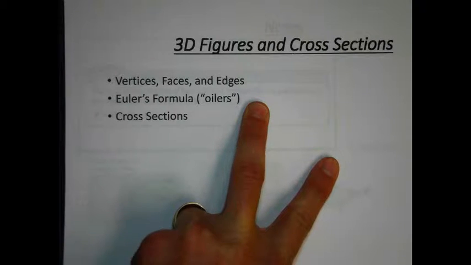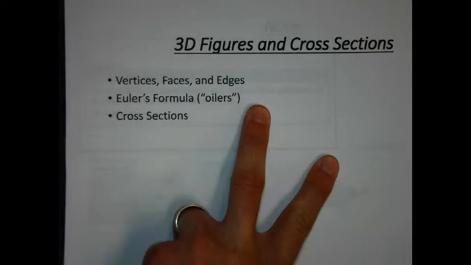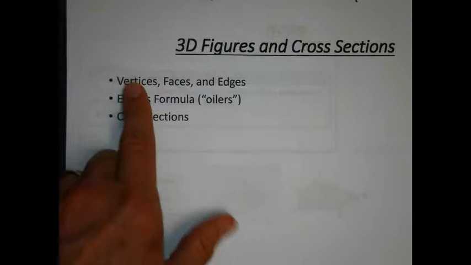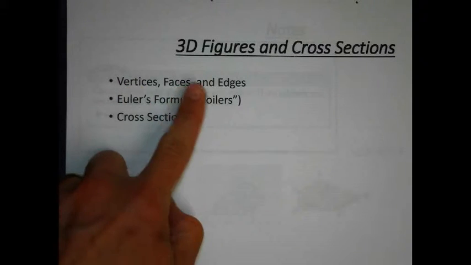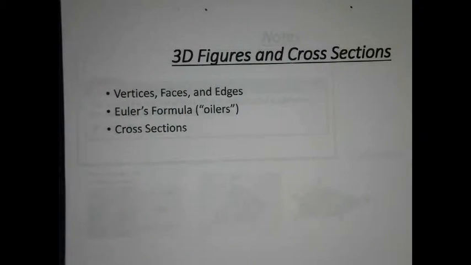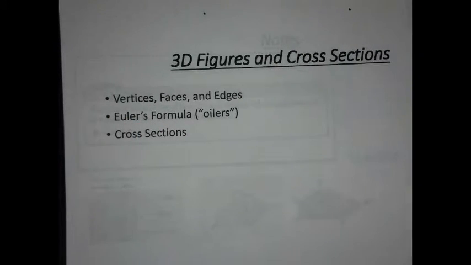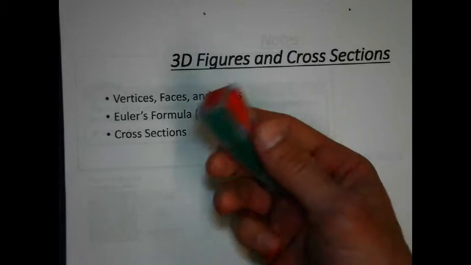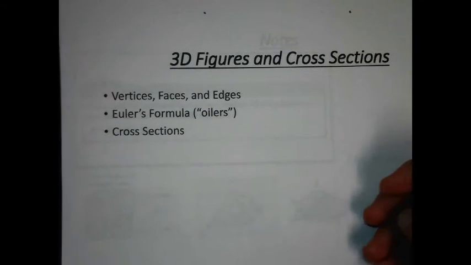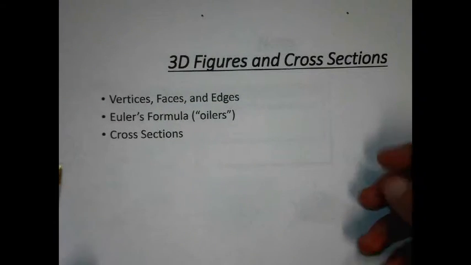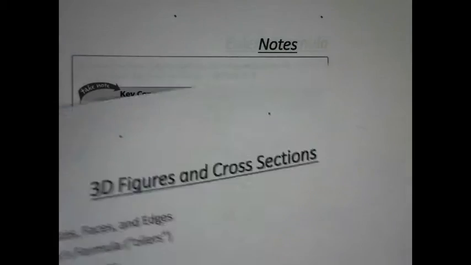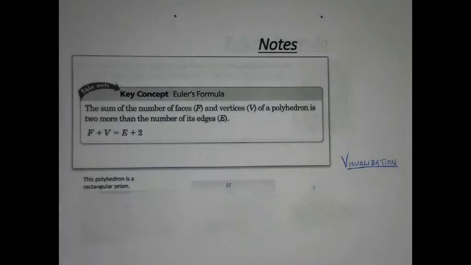Hey class, welcome back to our lesson on three-dimensional figures and cross-sections. In the previous lesson we talked about vertices, faces, and edges, and what we're going to talk about in this particular video is Euler's formula. His name is pronounced "Oiler." He's a mathematician, and he was noticing some stuff about three-dimensional figures and a relationship between vertices, faces, and edges. So let's go ahead and talk about the relationship that he found.